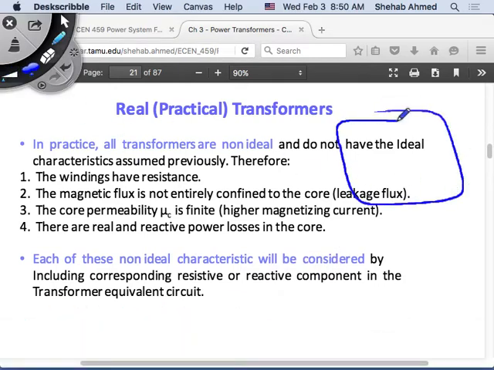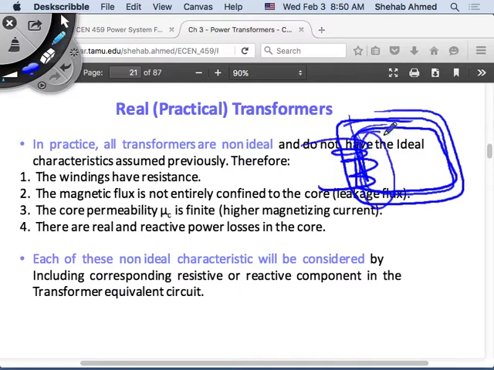So this is the core. Flux that initially you said is confined to flowing in the core is going to be either flowing in the core or flowing in the air. This is flowing in the core or flowing in the air. It's like, right? Current coming into two nodes.